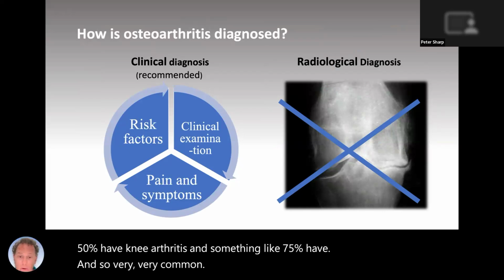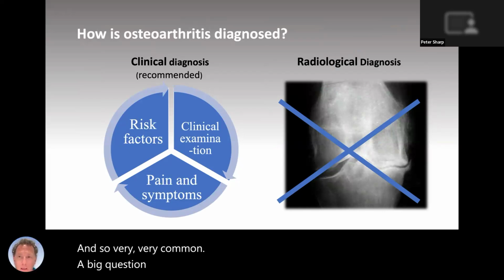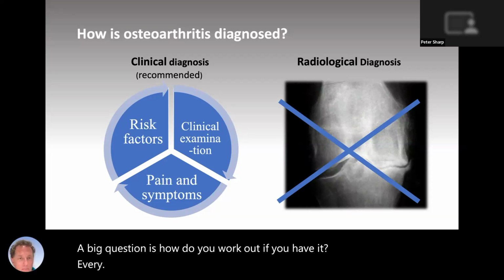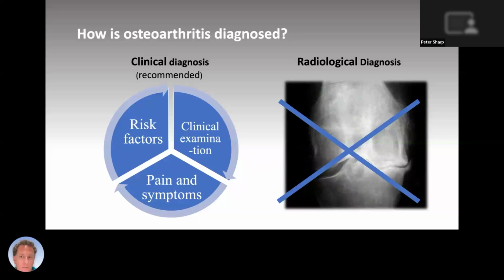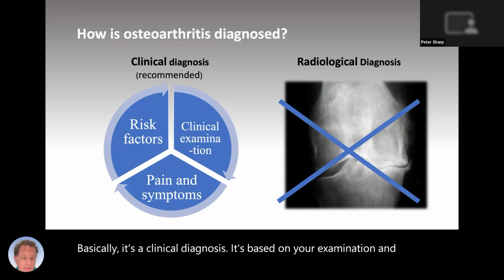So I guess a big question is, how do you work out if you have it? And this is where I think things have started to change, but still very slow changes. In the past, everybody was keen to have a diagnosis based on scans, but all the guidelines are saying you don't need MRIs, even X-rays, to work out if you've got osteoarthritis. Basically, it's a clinical diagnosis. It's based on your examination and where your pain and symptoms are.